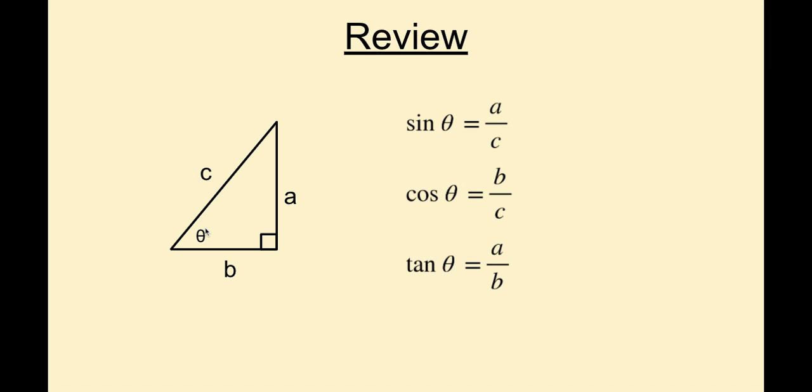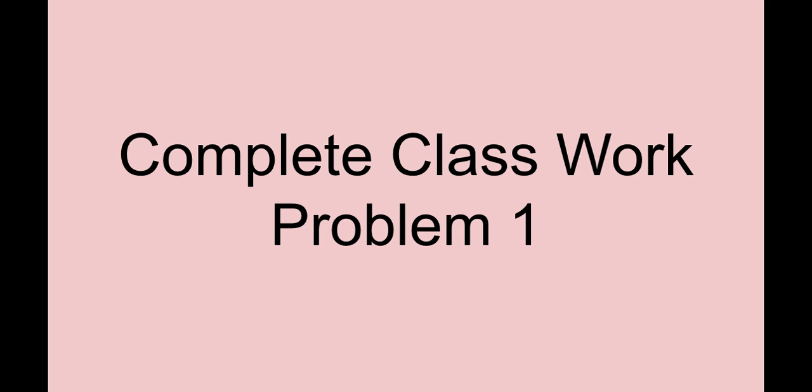So if theta is down here, the first part to realize is opposite of theta is A, adjacent is B, and hypotenuse is C. Sine is opposite over hypotenuse, so it's the ratio of A to C. Cosine is adjacent over hypotenuse, so the ratio of B over C. And then tan is opposite over adjacent, so the ratio of A divided by B. Okay, let's hop into classic problem number one.